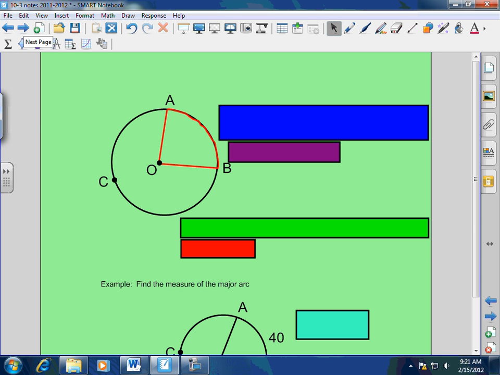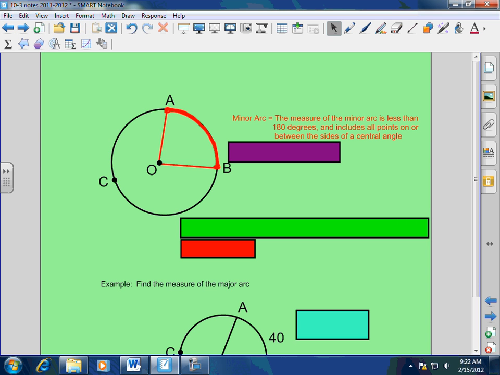Now, let's look at how to name arcs and find the difference between a minor arc and a major arc. Okay? If you look here, you got AB here. This is my arc, AB. Now, that is called a minor arc. It is called a minor arc because it is less than 180 degrees. It says here that the measure of the minor arc is less than 180 degrees and includes all points on or between the sides of the central angle.